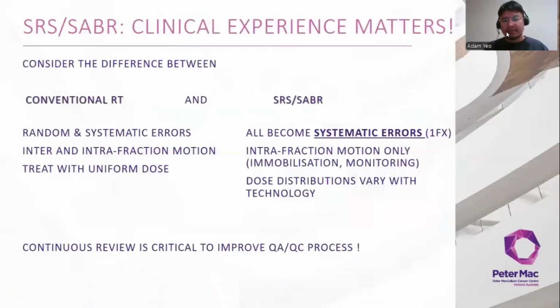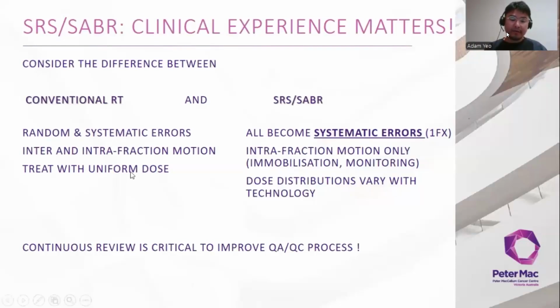So in SRS and SABR, the clinical experience does matter, because in relation to conventional radiotherapy you're starting from, there are a lot of different aspects. The most notorious one is the random error in conventional radiotherapy. Now it becomes all systematic error. A single fraction, not only single fraction, but also three fraction. We better consider each individual fraction of 3 to 5 fraction treatment courses as individual systematic errors.